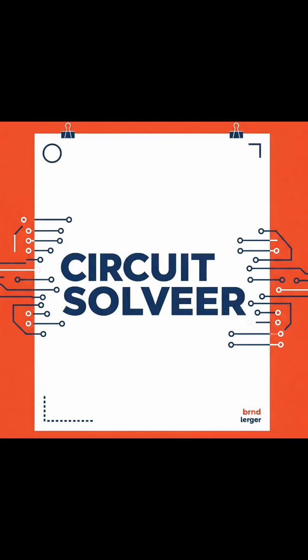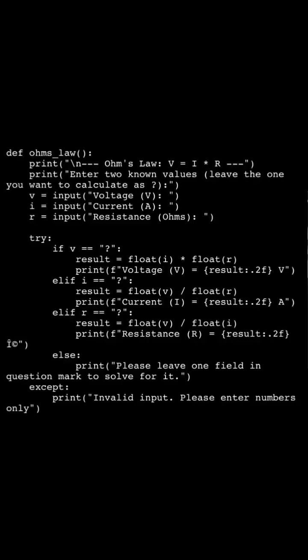And once you are done calculating, you can either pick another type of problem solving or you can end it right there. And now let us say that you pick Ohm's law. There is a guide that says enter two known values and leave the one that you want to calculate as question mark. So let us say that you want to calculate the voltage. You should put a value on current and resistance and it will calculate the voltage.